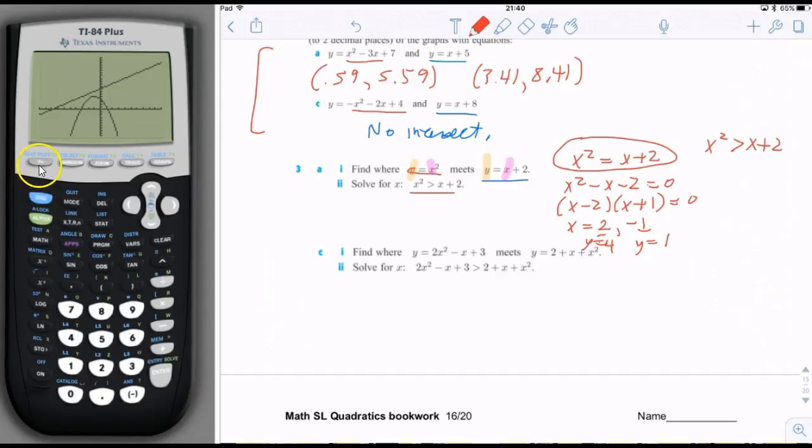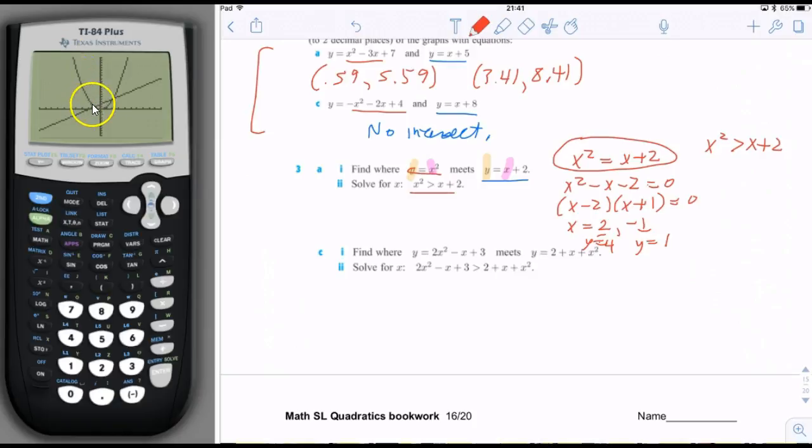One of the ways you could do this is graph it on the calculator. So I'm going to put these two functions in here: x squared, and then the other function is x plus 2. And then I'm going to graph both of them. And you're going to see that this parabola here is the red function, and this line here is the blue function. When is the blue function higher than the red function? Well, when is the red function higher than the blue function?